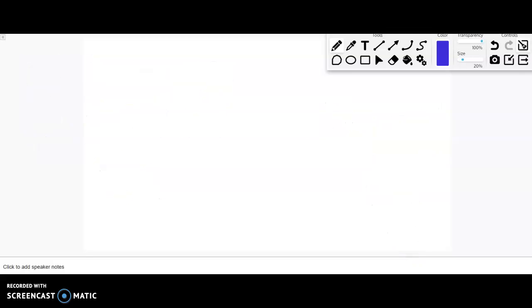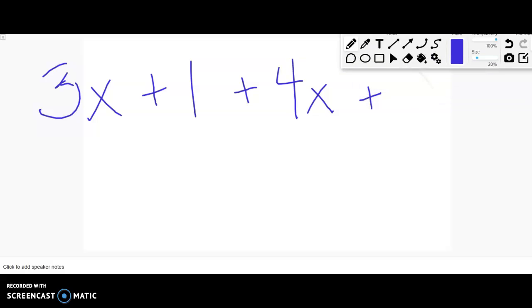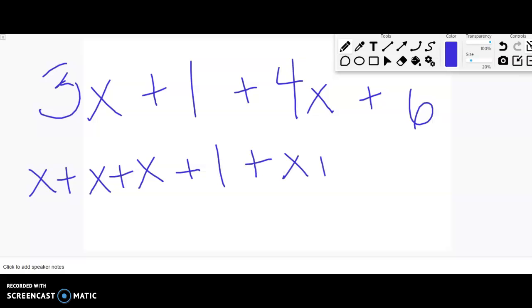Now, sometimes we get expressions like 3x plus 1 plus 4x plus 6. Now, some of these have variables and some of them don't. So let's think about what this means. Remember, 3x means I actually have 3 x's. Okay, so then I have a 1. Now I have 4 x's. And then I have 6 more.